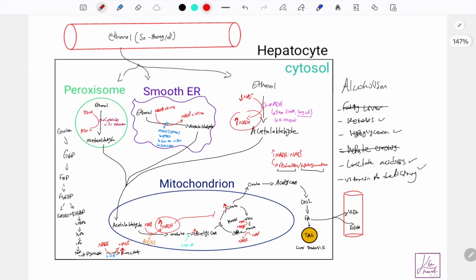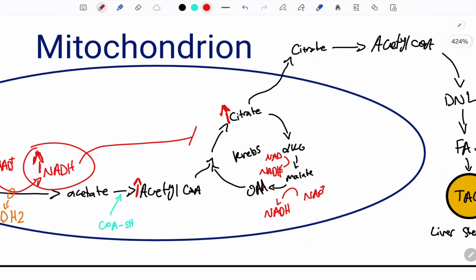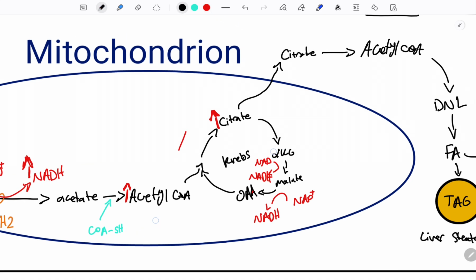What else can I talk to you about? So we talked about the lactic acidosis. Let's knock that off the list as well. Let's talk about ketosis. Ketosis, in this case, is relatively simple.